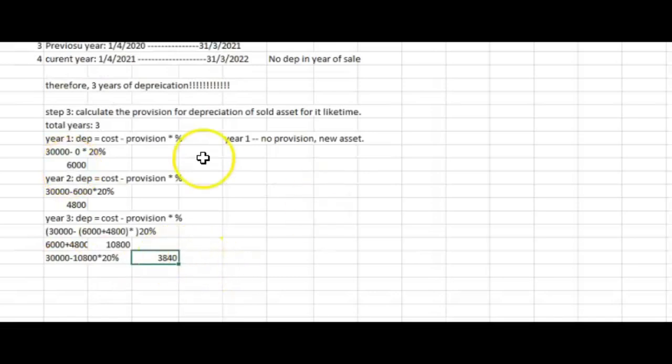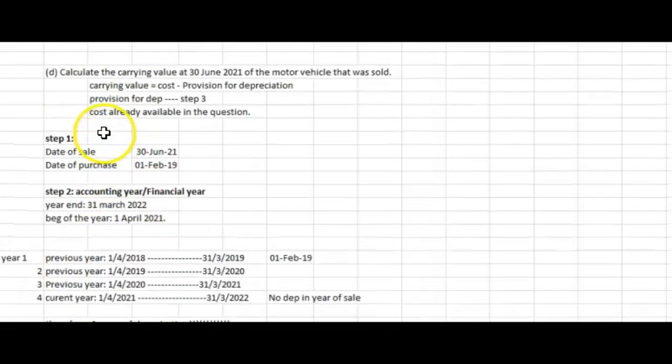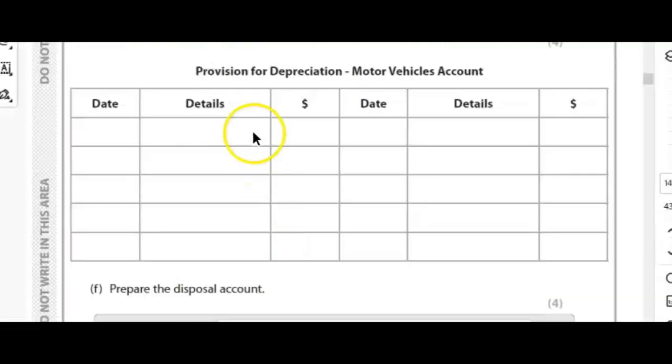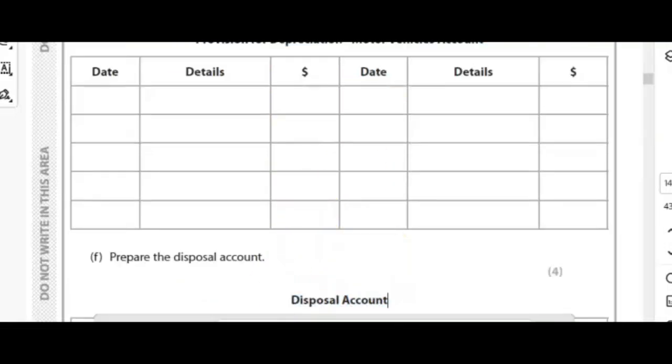Once you get the 3 years of depreciation, you add them and you get your total depreciation, or the provision for depreciation. Now, we can use this value in step 3 to calculate the carrying value. Subtract this value, $10,800, from the cost $30,000, and you get the carrying value of the sold asset, which is $5,530.60. So you have completed the requirement. We can now proceed to make the accounts, for which we need values from step 4 and 5.